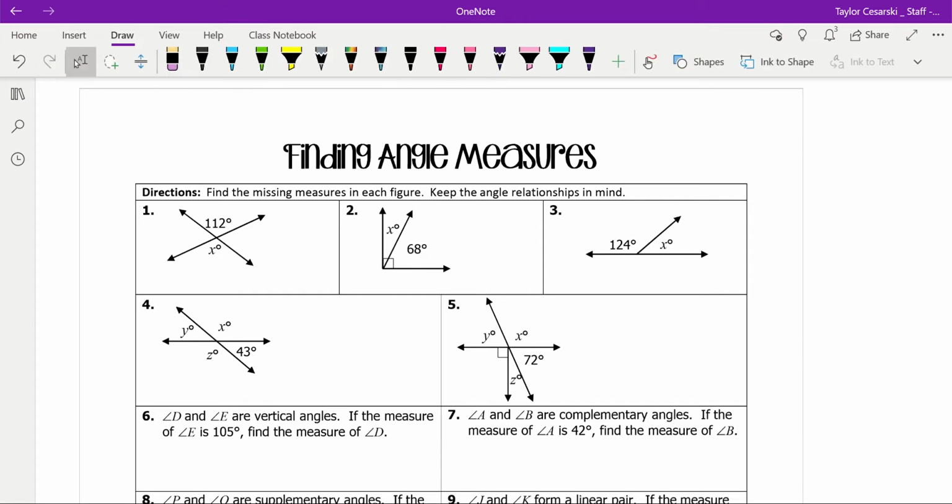Alright, so starting with number 1. Now, 112 degrees and x are called vertical angles because they're directly across from each other. So if that's 112 degrees on the top, x is also going to be 112 degrees.